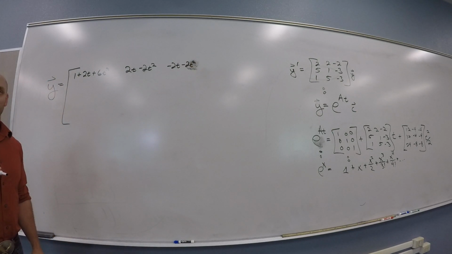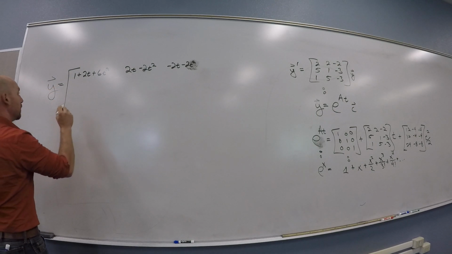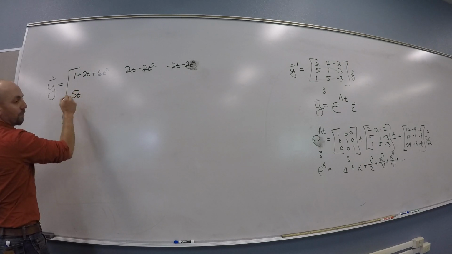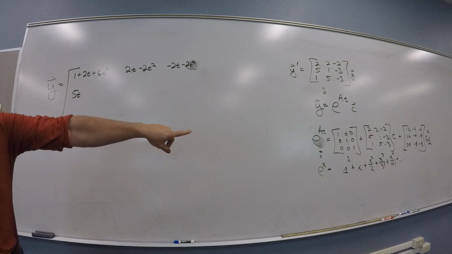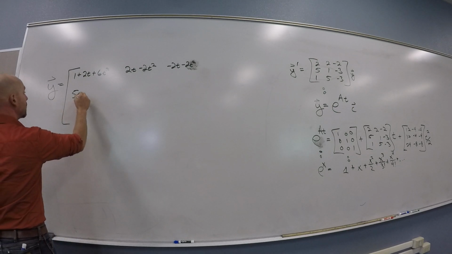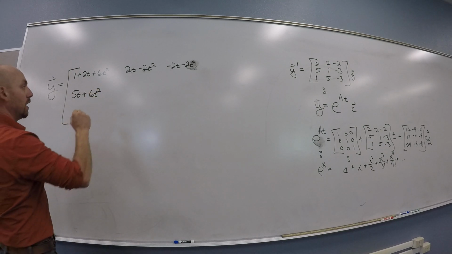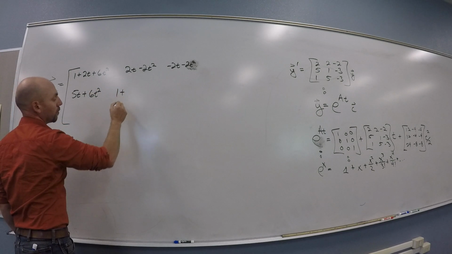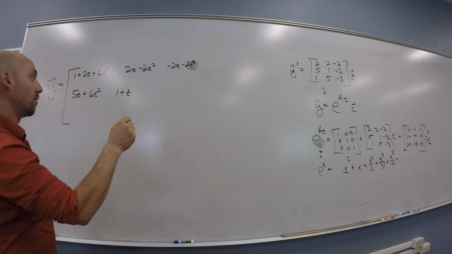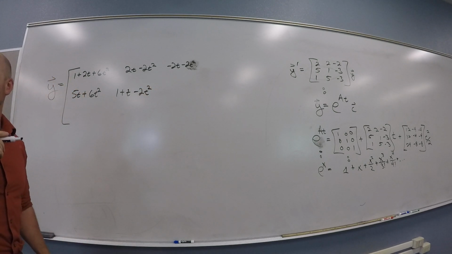See that? Okay. And my next one, collecting, is 1 plus 5t. I think I got it. 5t plus 0, right? 0 plus 5t, plus 6t squared. And then my middle one is 1 plus t minus 2t squared. You guys see this?